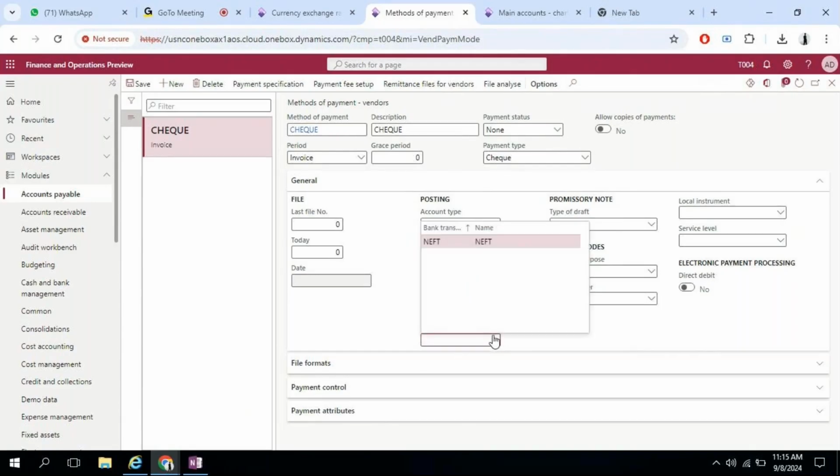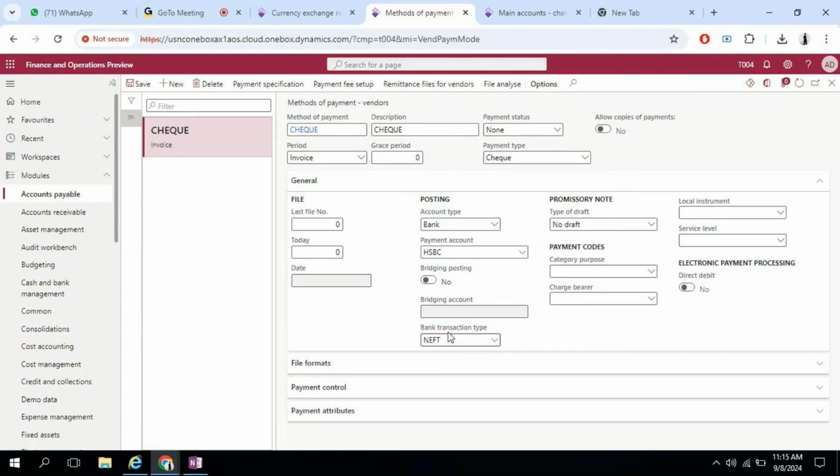What is the bank transaction type? It will be of NEFT type. No, it can't be NEFT. Let's say, for example, I want to create a NEFT also. In that case, you will create a new one, go for the payment type, electronic payment, and type NEFT. Over here you will select the posting type as bank account, the bank as HSBC bank, the bank transaction type as NEFT, and you will save it.